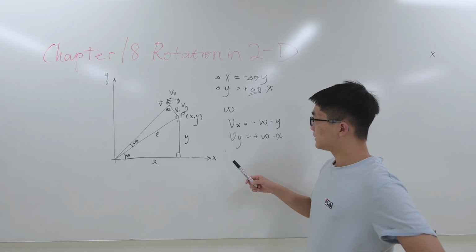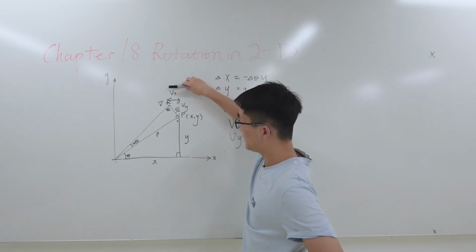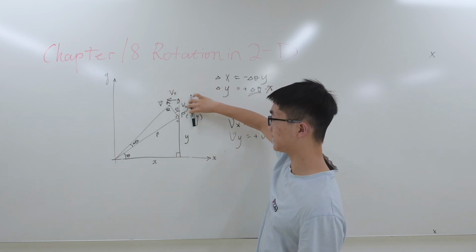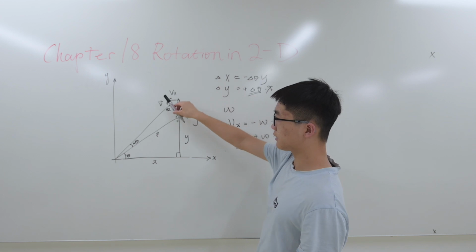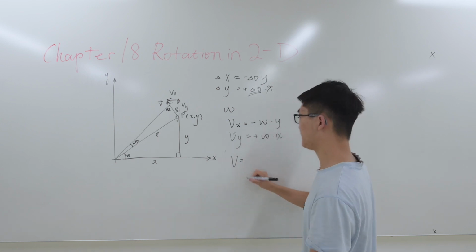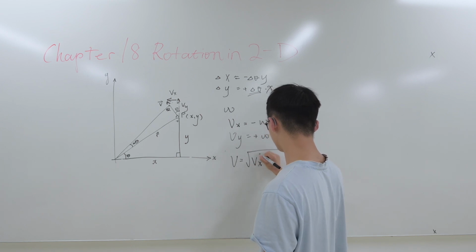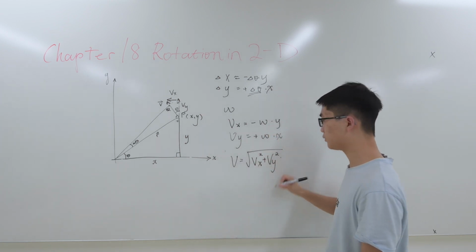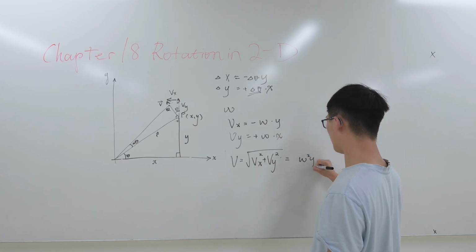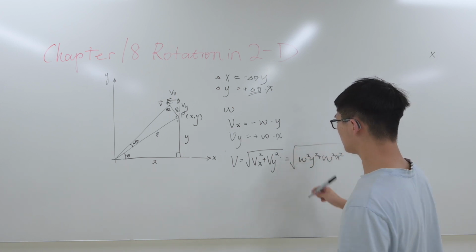And if you want the total velocity, as you can see from this diagram, we have calculated Vx, which is the velocity in the x direction, and also Vy, which is in the y direction. If you want to calculate the total V, then the magnitude will be equal to the square root of Vx squared plus Vy squared, which is the square root of omega squared y squared plus omega squared x squared.